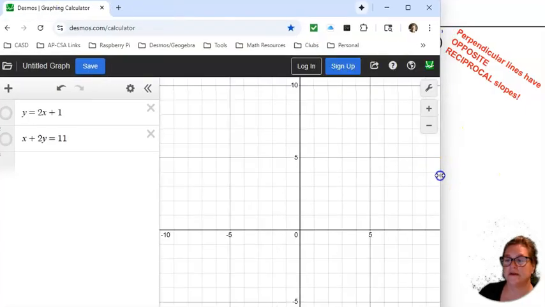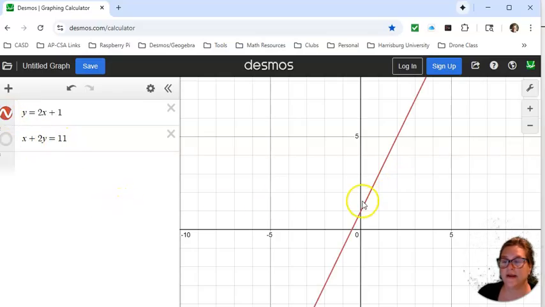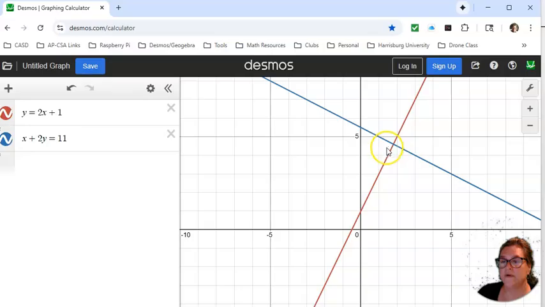And here is Desmos. Okay, so we're going to first look at y equals 2x plus 1. Right, there's my y-intercept of 1, and my slope goes up 2 over 1, up 2 over 1, up 2 over 1. Okay, next let's look at our standard form, x plus 2y is equal to 11. And here we can see these lines are in fact perpendicular. Remember from geometry, perpendicular lines intersect to form right angles.